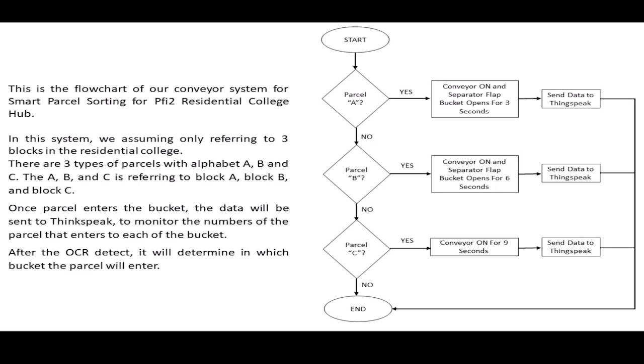This is the flowchart of our conveyor system for Smart Parcel Sorting for Unimap PF2 Residential College Hub. In this system, we assume only 3 blocks in the residential college. There are 3 types of parcels with alphabets A, B and C. The A, B, and C refer to Block A, Block B, and Block C of the Residential College of Unimap PF2. After the OCR detects, it will determine which bucket the parcel will enter.